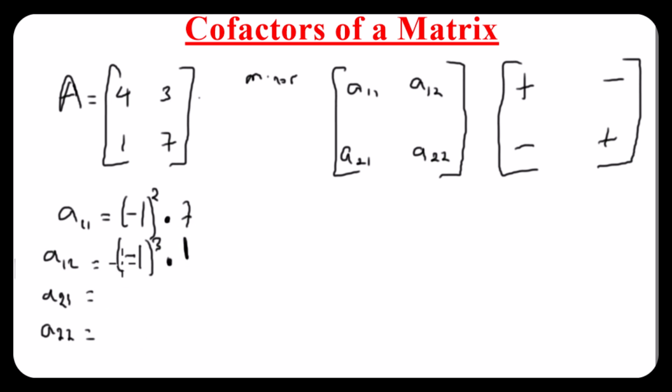Come to A21. For A21, we do the same thing. -1 to the power of 2 plus 1, that's 3, so to the power of 3. Then the minor again. A21 belongs to the second row and the first column. So I want to strike out the second row, that is 1 and 7, and then strike out the first column. So the number that is free is 3. That means 3 is the minor of A21.